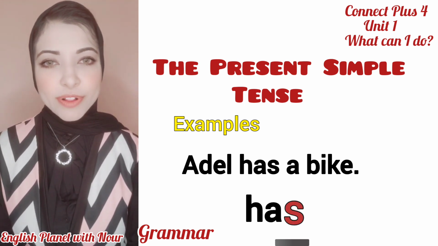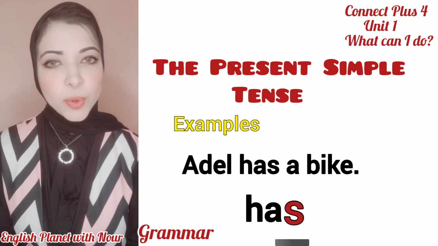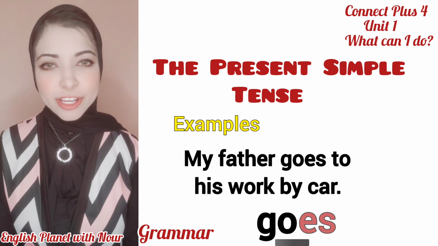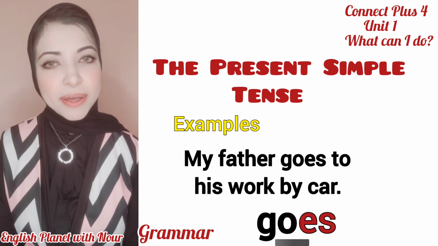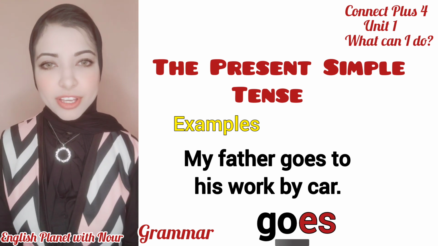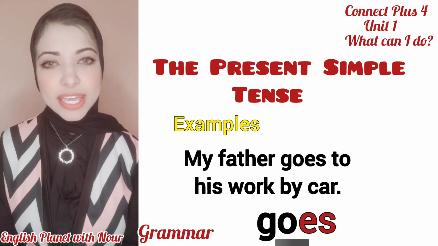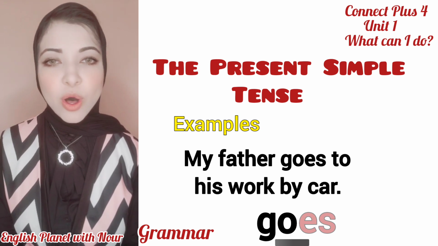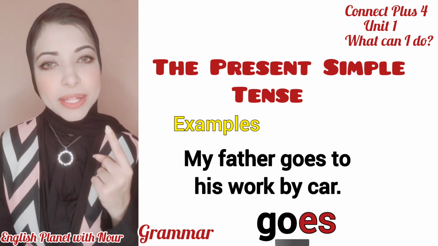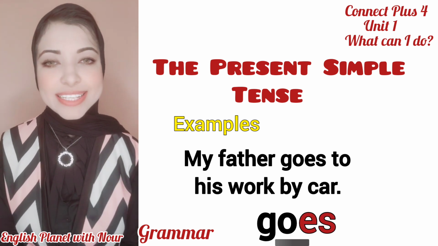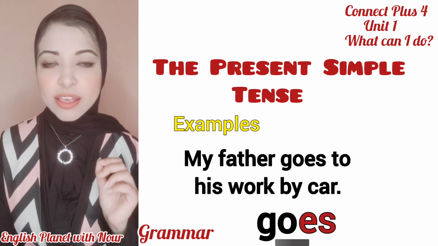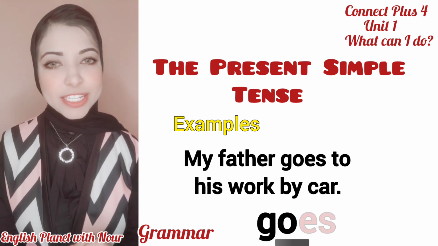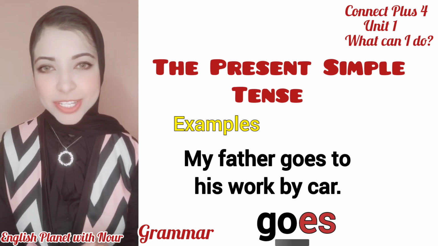The last example is for go. How to use go with a singular noun or pronoun? Like in this example, my father goes to his work by car. Go or goes? If you want to talk about only one person or only one thing, you have to add es to the verb go, like do, because both of them end with o sound. If we find any verb that ends with o sound, you have to add es according to the rule of the present simple tense.